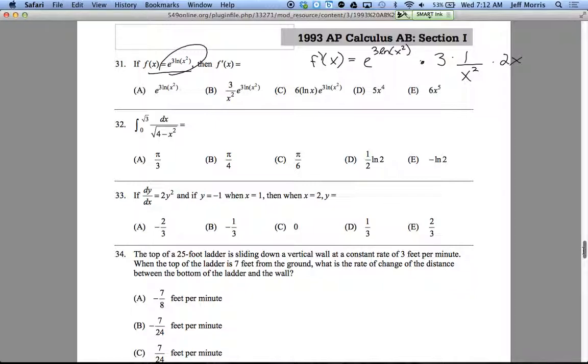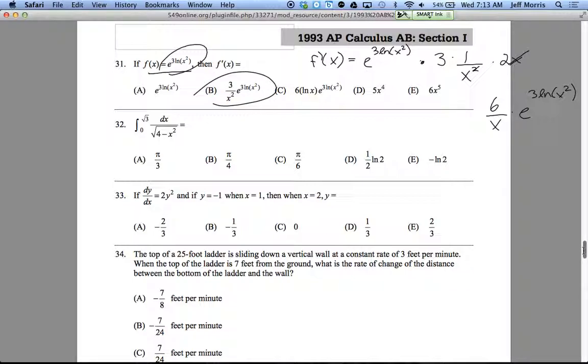So this one got a little bit complicated because there's a lot of chains here. There were actually 3 links to the chain. You had the e to the x, you had the exponent, and then you had the log, and then you had what's inside the log. So there's really a lot of different things at work. All right, so you simplify this. The x's will cancel. So you end up with 6 over x times e to the 3 ln of x squared. So the only possible answer there is B.